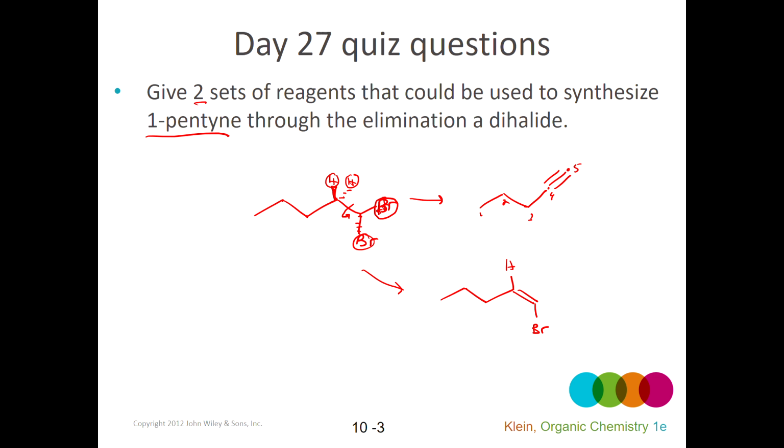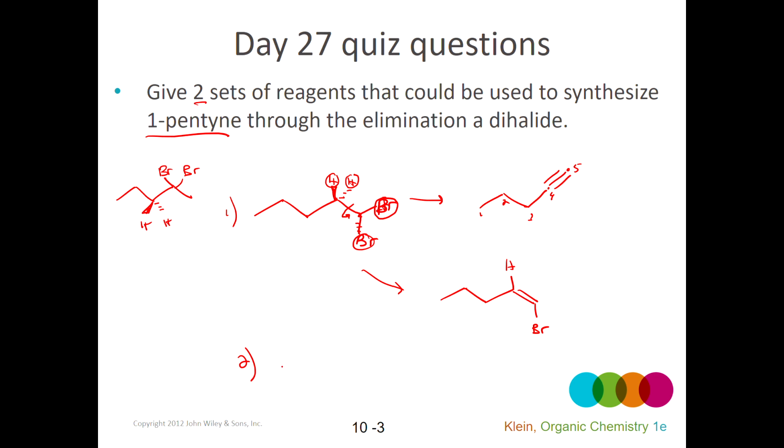So if I use the two bromines on the same carbon, I'd want them to be on the end. I probably wouldn't want to start with them both here, because then I run the risk of these other alpha hydrogens being removed and forming the triple bond in the wrong position, to make 2-pentyne instead of 1-pentyne. So that would be one option.